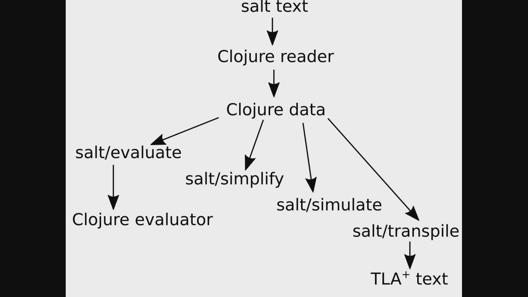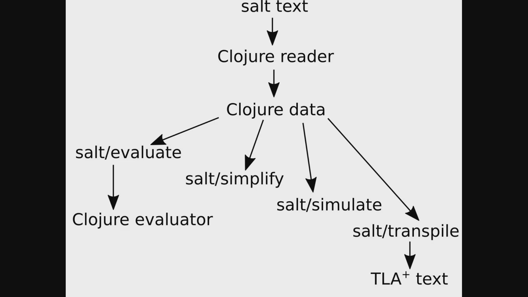So if you want to evaluate it, it actually just passes it to the Clojure evaluator. It just evaluates it as plain old Clojure code with the proper definitions in the salt-lang module to make it do the right thing. That's one path. Another path is to take the Clojure data in and do all this manipulation to try to simplify it. That's the simplify. Simulate, we saw, and then transpile takes the data in and just emits TLA plus text.